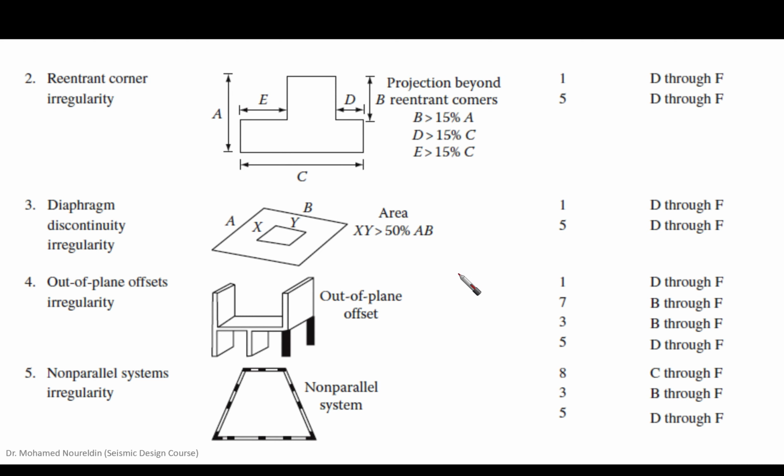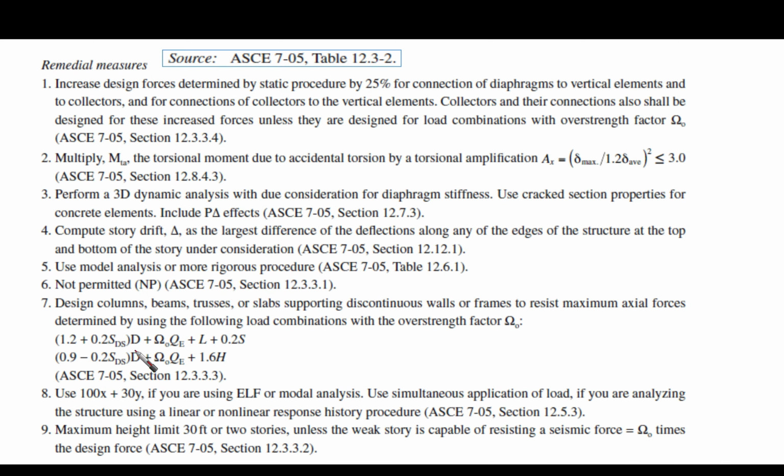Now, this is 7, and we understood 3 and 7; 1 and 5 we already mentioned. And here for non-parallel system irregularity, we need to know what is 8. Now let's go to 8 and see what is the point here. For 8, use 100% in x direction plus 30% in y direction of the load. So if we have something like this, we need to put 30% here and 100% here.